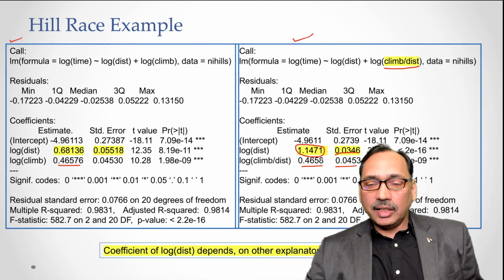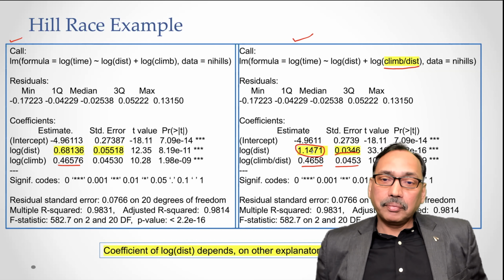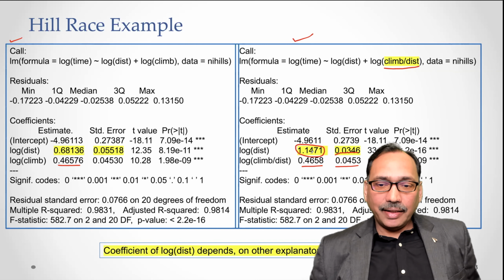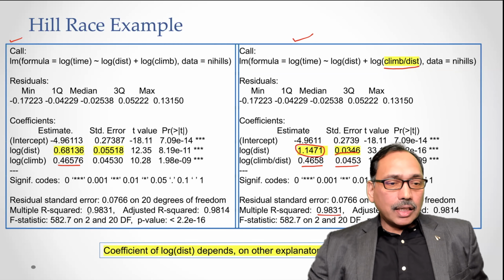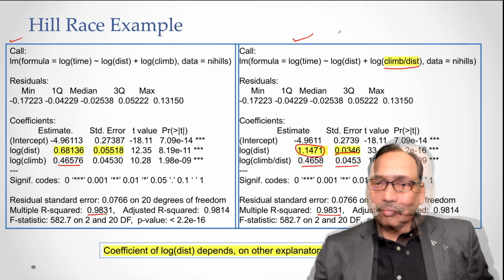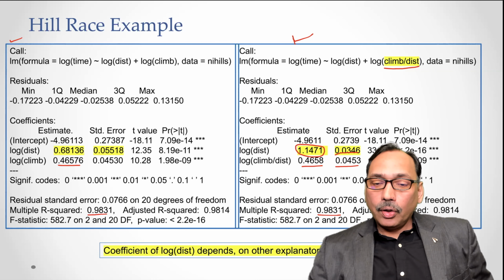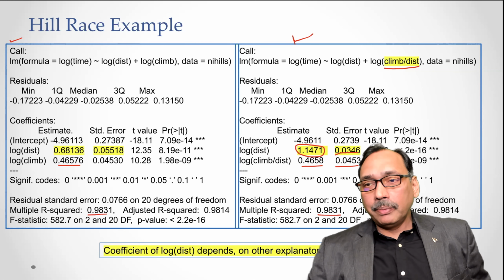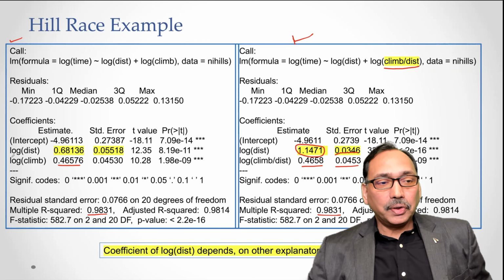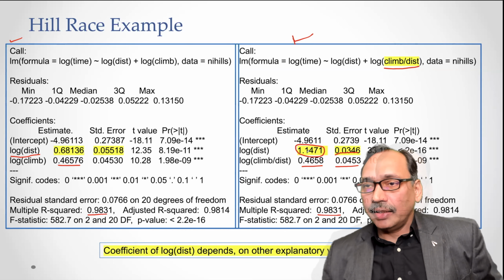Other things are more or less the same, but there is a big improvement in the coefficient as well as the standard error. R square, there is no change. Other things, in fact the F value and other things, are exactly the same. So the coefficient of log distance depends on other explanatory variables also. So in this case, you see how the second variable is used. The coefficient can depend on that.